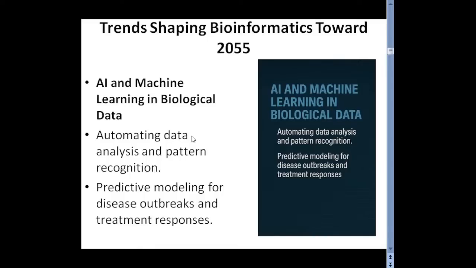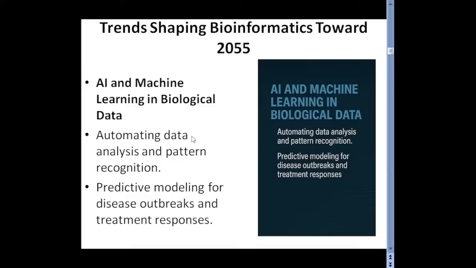So there is hardly anything that you can do in any field now that artificial intelligence is not going to do for you at your fingertip. So by 2055, if you still want to be relevant by that time, you need to immerse yourself in understanding artificial intelligence and the use of machine learning in learning biological data.